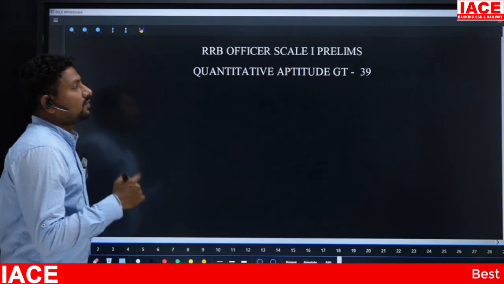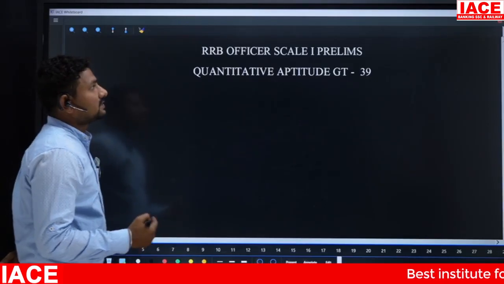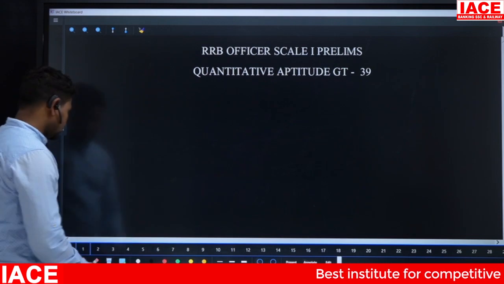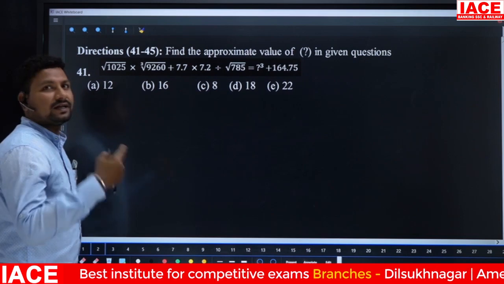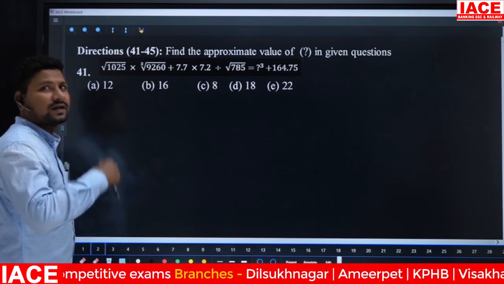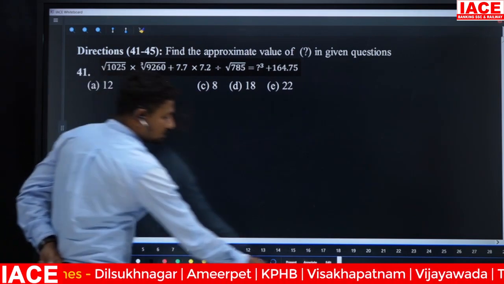Today we are discussing quantitative aptitude grand test 39 for RRB officer scale 1 prelims. So let's go for the questions. Look at the first approximation based question. In approximation we can take round values, which are near to square, square root or cube root. Based on that we should solve now.